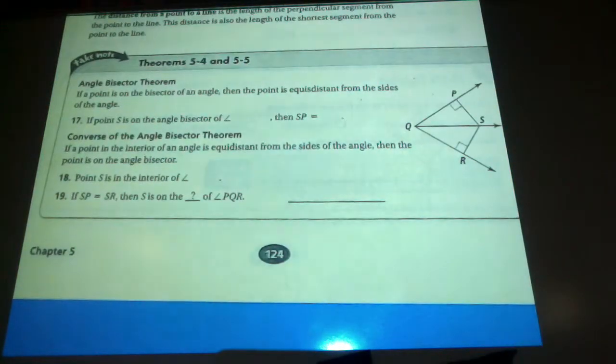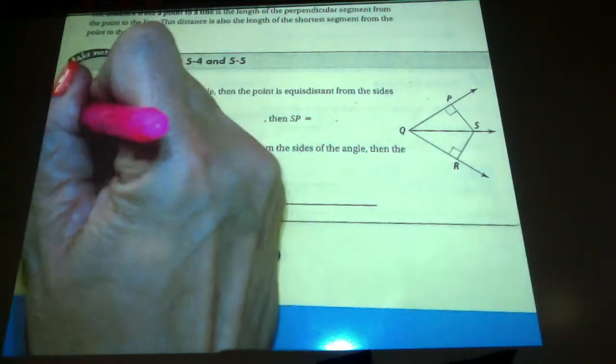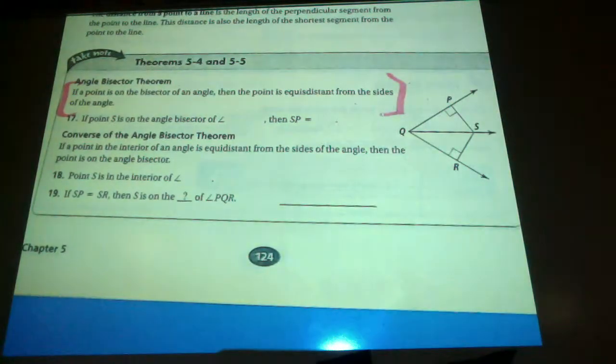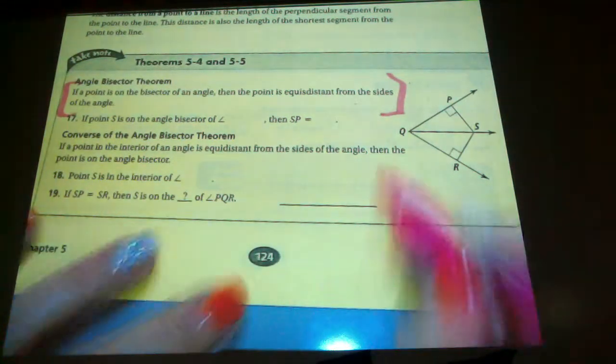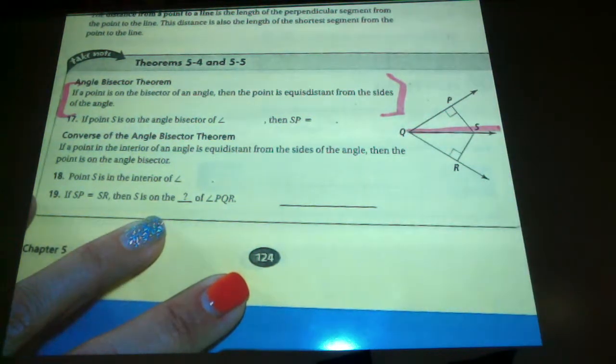So let's scroll all the way down to here. So that brings us to another theorem. What if we have an angle bisector instead of a segment bisector that's also perpendicular? If a point is on the bisector of an angle, then the point is equal distance from the sides of the angle. So here's the bisector of the big angle PQR.